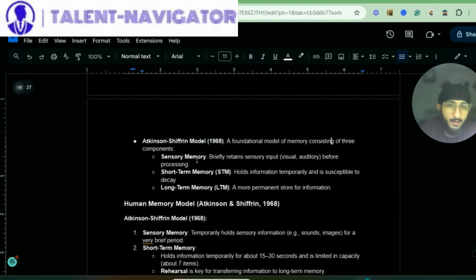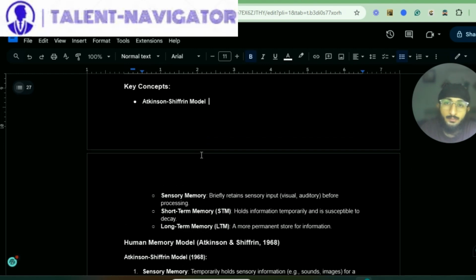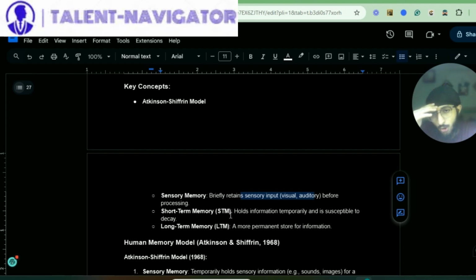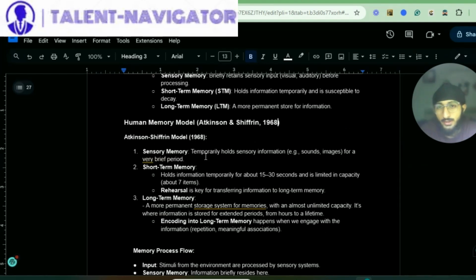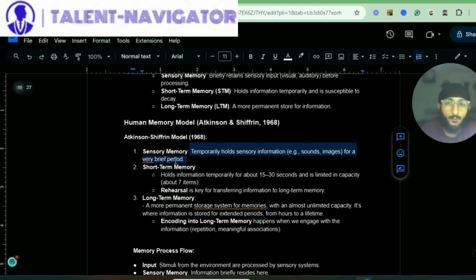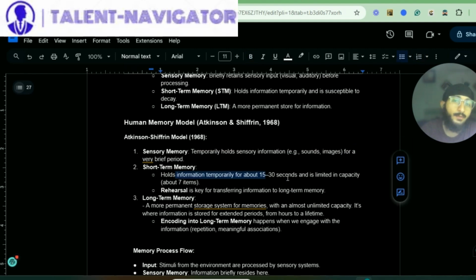Atkinson-Shiffrin model, a foundation model of memory consisting of three components. Sensory memory briefly retains sensory input, visual, auditory, before processing. Short-term memory holds information temporarily and is susceptible to decay. Long-term memory, a more permanent store for information. Human memory model, Atkinson and Shiffrin. Sensory memory temporarily holds sensory information, sounds, images, for a very brief period. Short-term memory holds information temporarily for about 15 to 30 seconds and is limited in capacity, about 7 items. Rehearsal is key for transferring information from short-term memory into long-term memory.